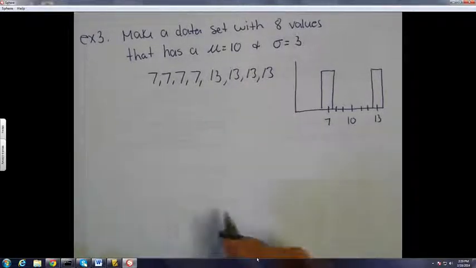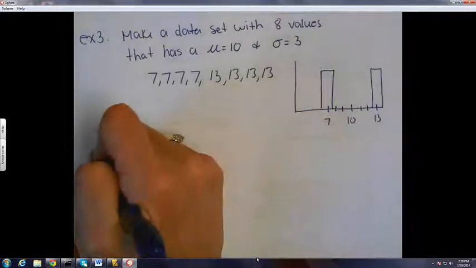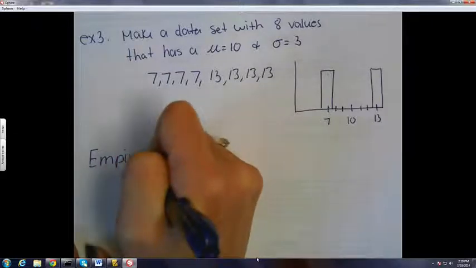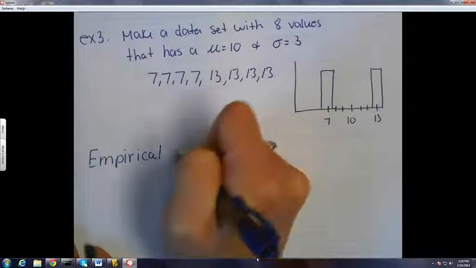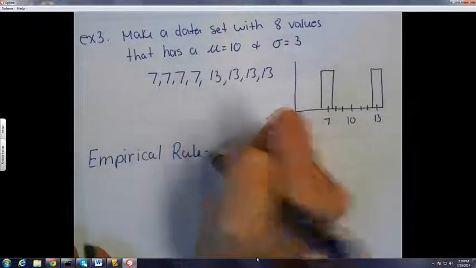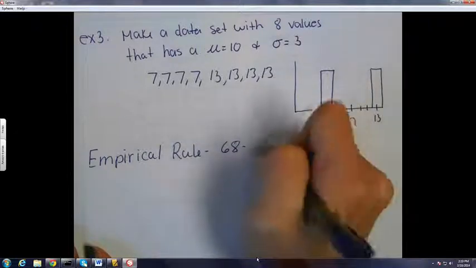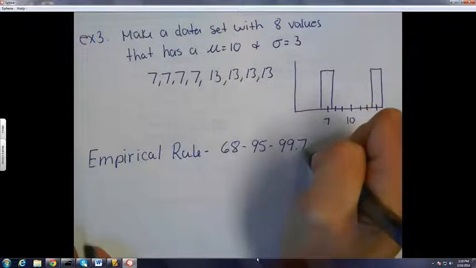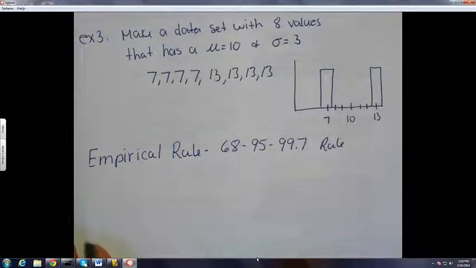Okay, what we've got next, it ties into mean and standard deviation, is the empirical rule. Very, very powerful rule in statistics. It's called the 68, 95, 99.7 rule. That's what I called it anyway.